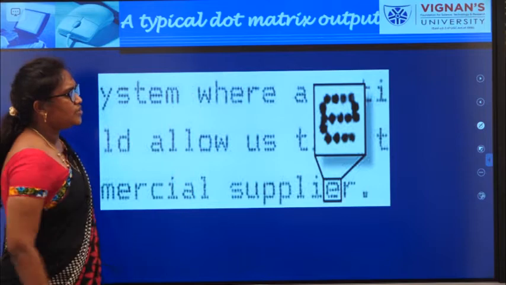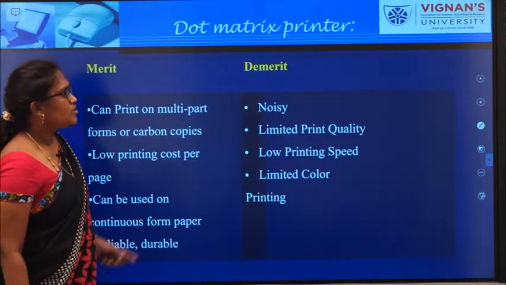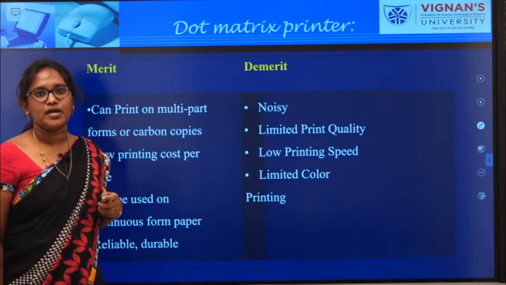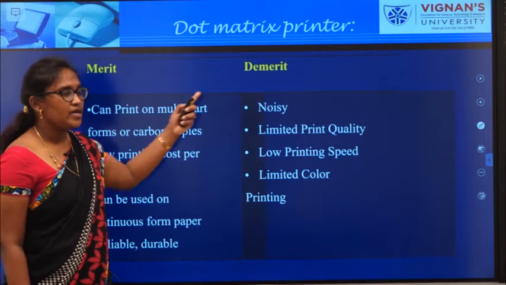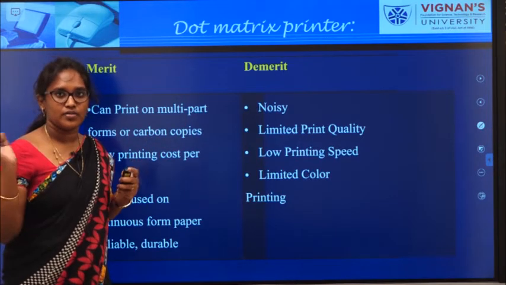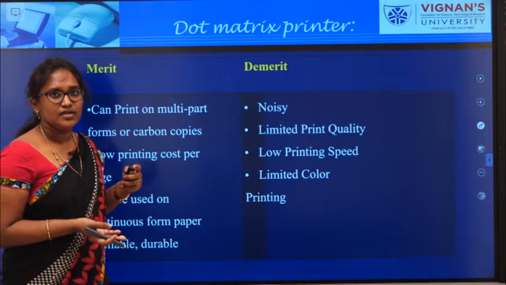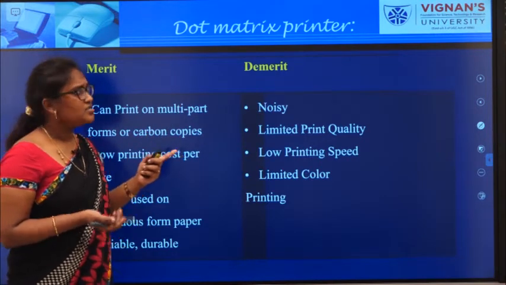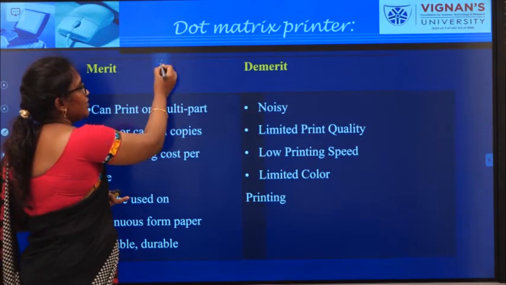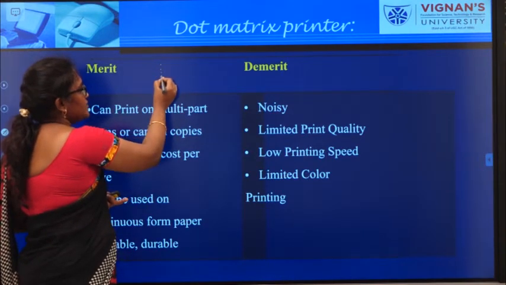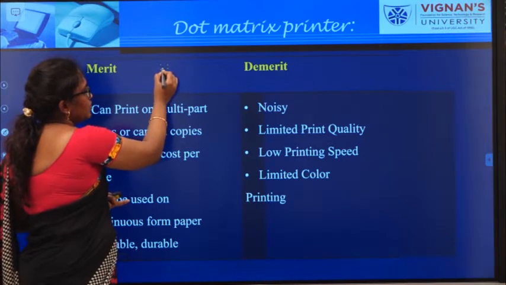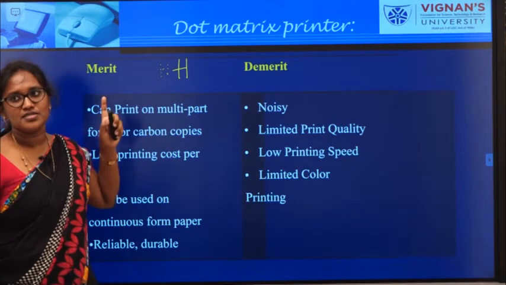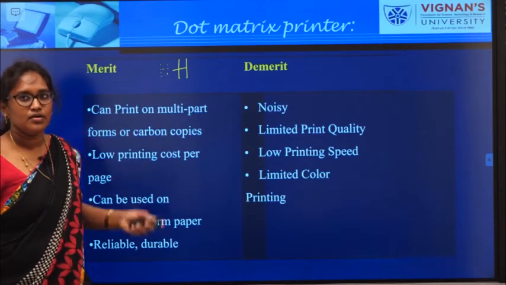So this is how your output will be formed. If you observe this dot matrix printer, you can see it whenever you are checking out the bills at hospitals, or whenever you are paying a fee and getting the receipt for the fee paid. Here the letters will be formed, for example, hello. Instead of an H, it will form it with dots. That is how your output will be.